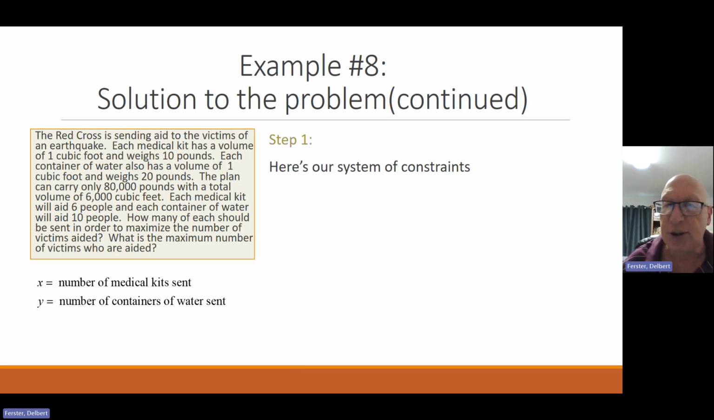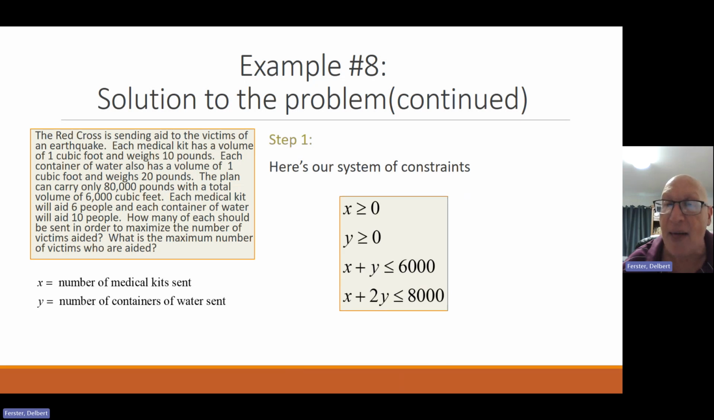All right. System of constraints. What do you got for us, man? Well, I got those. I couldn't send negative amounts. So those first two inequalities were, hey, I'd either send none or some. And then those last two inequalities were constraints based on space relative to cubic feet and relative to weight based on pounds. So as we get ready to graph that system, that's where we left off last video.